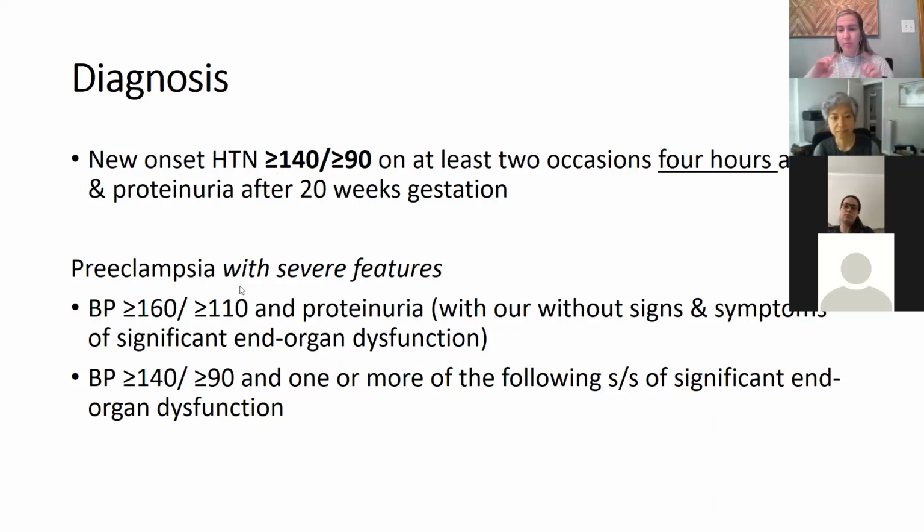Preeclampsia, so remember, is either without severe features or with severe features. So there's 2 different categories, right? And essentially without severe features means they don't have any of the symptoms. I think that's the easiest way to remember it, and they're having mild range pressures. Now, if they have preeclampsia with severe features, you'll notice they're going to have these severe range pressures, which are always going to be the 160 over 110, and proteinuria with or without signs and symptoms of significant organ dysfunction, or they could have a blood pressure in the mild range and they just have 1 or more signs and symptoms of end organ dysfunction.